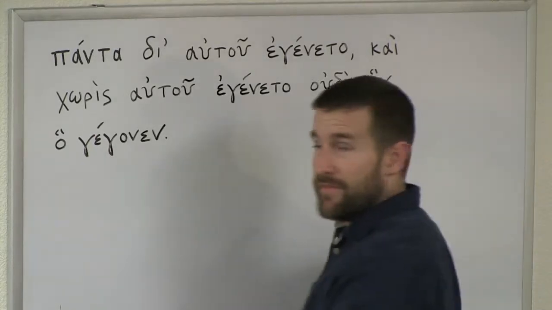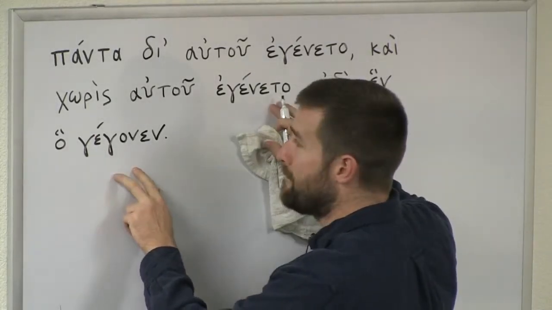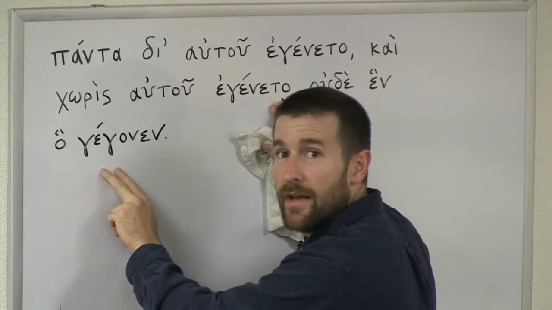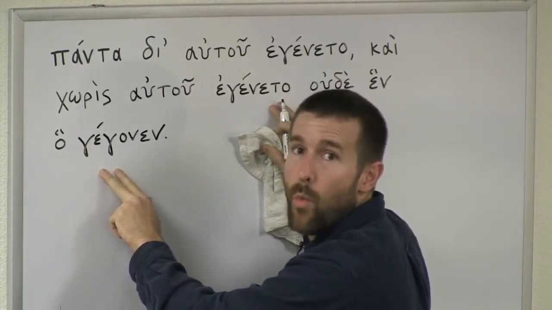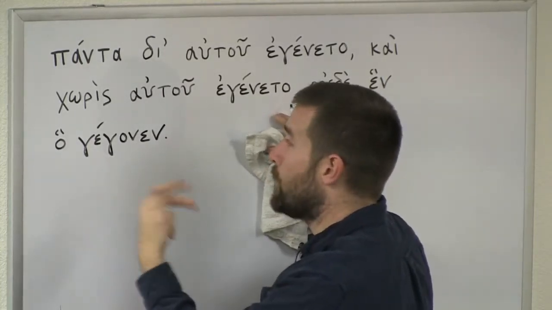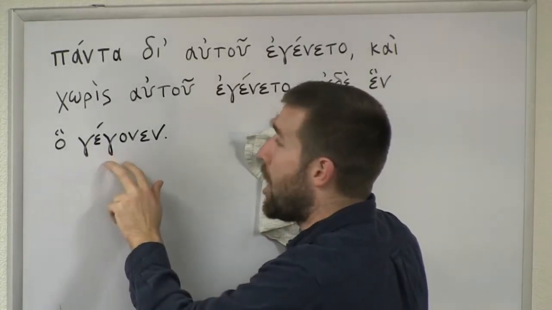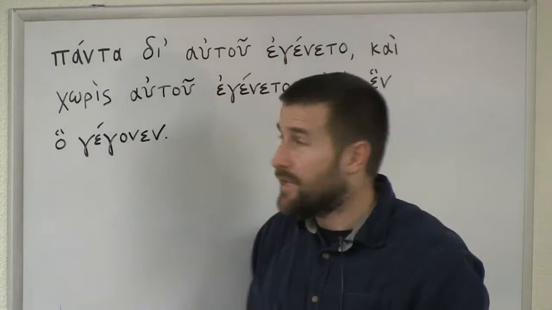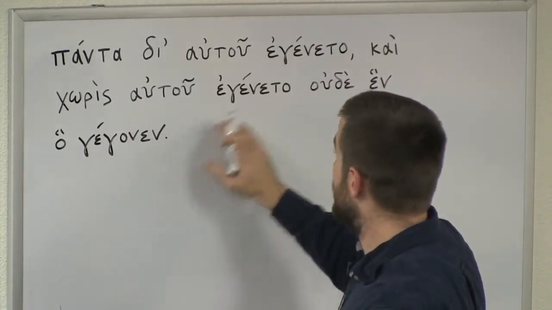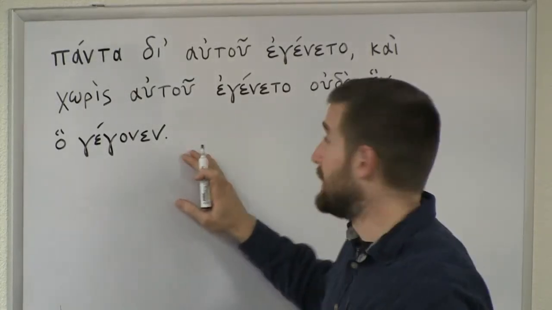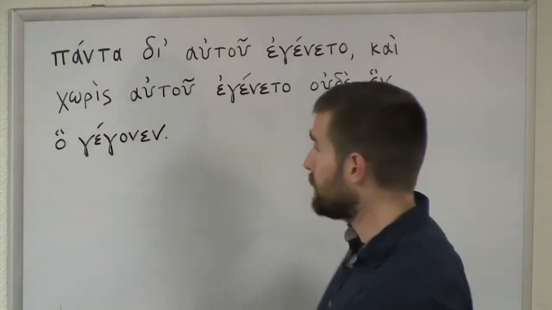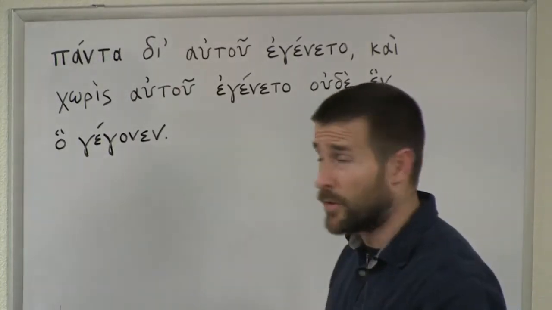So in English, these two words, egeneto and gegonen, end up getting the same translation, "was made," because they're both past forms and both passive type forms of the verb ginomai. So these are pretty much very similar words, and they have the same meaning in English. And they both come from the same root verb.